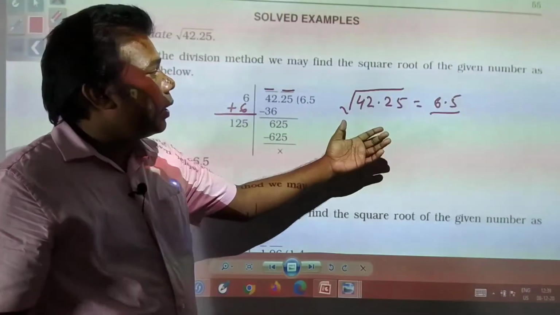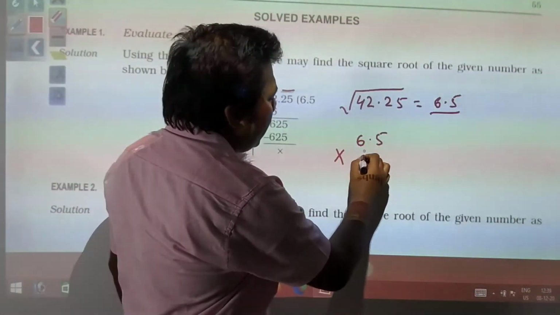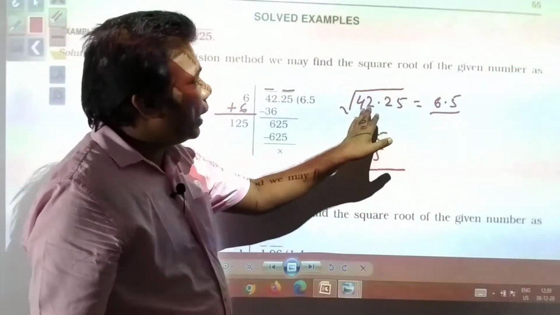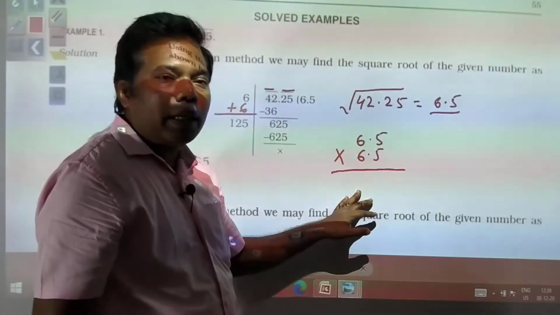If you want to check your answer, you multiply 6.5 by 6.5 and you will get this much. If you are getting 42.25 after multiplying, it means your answer is correct, otherwise not.